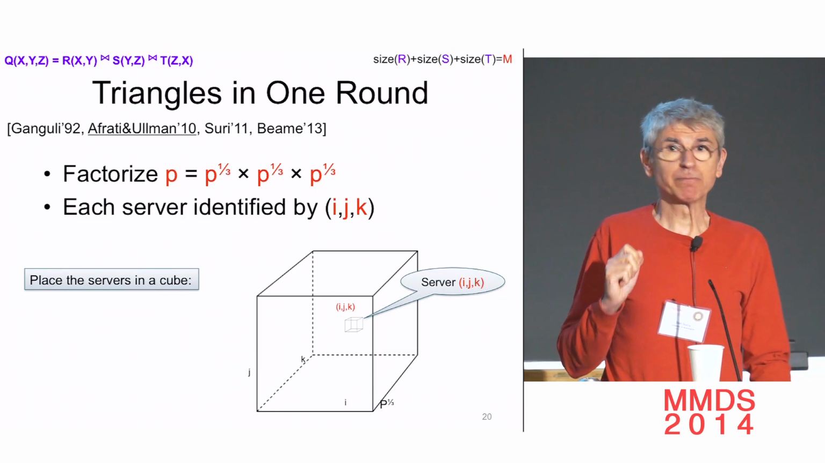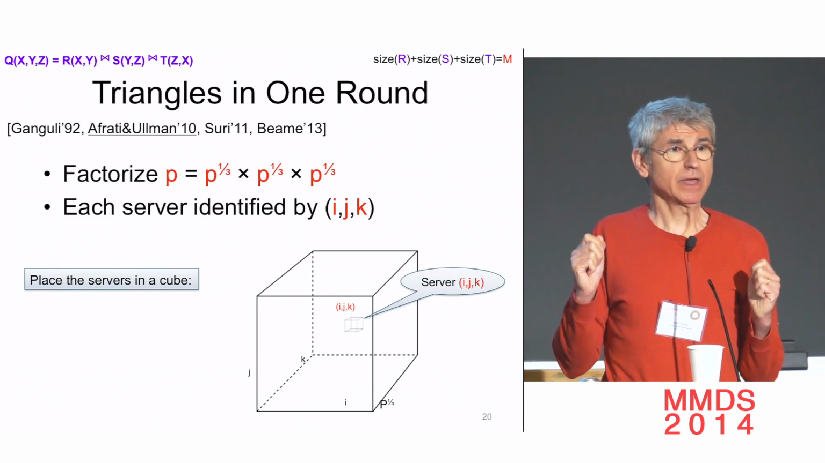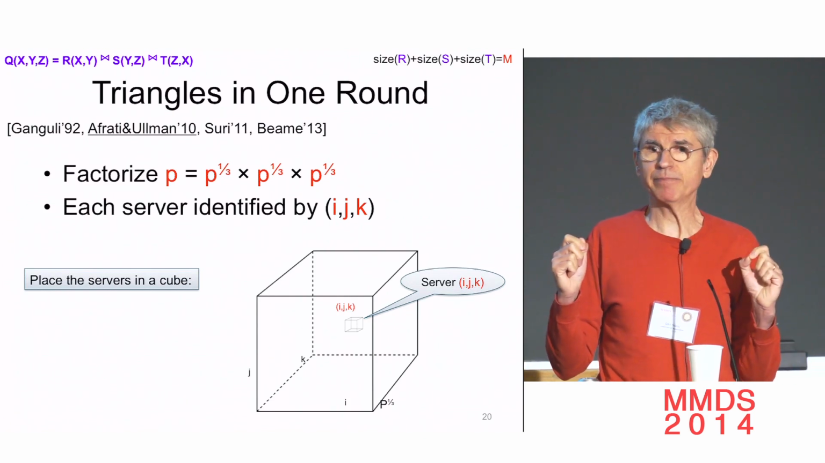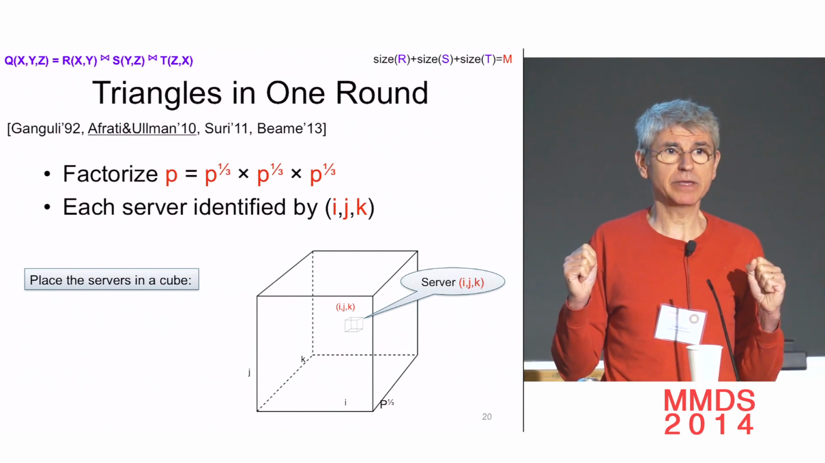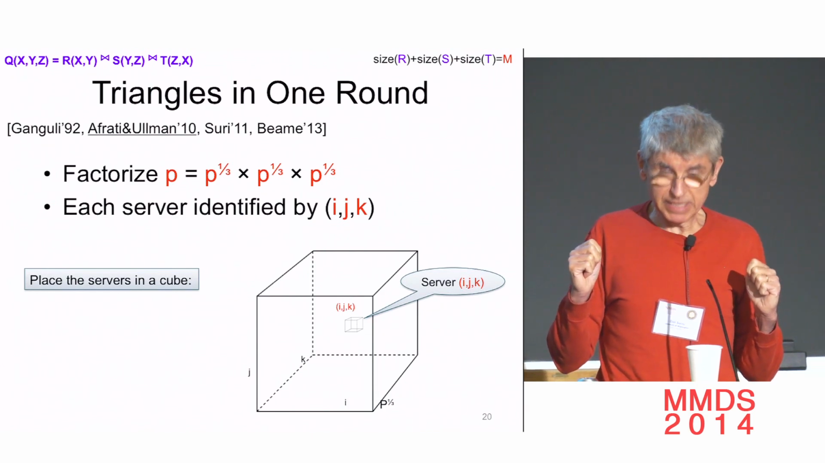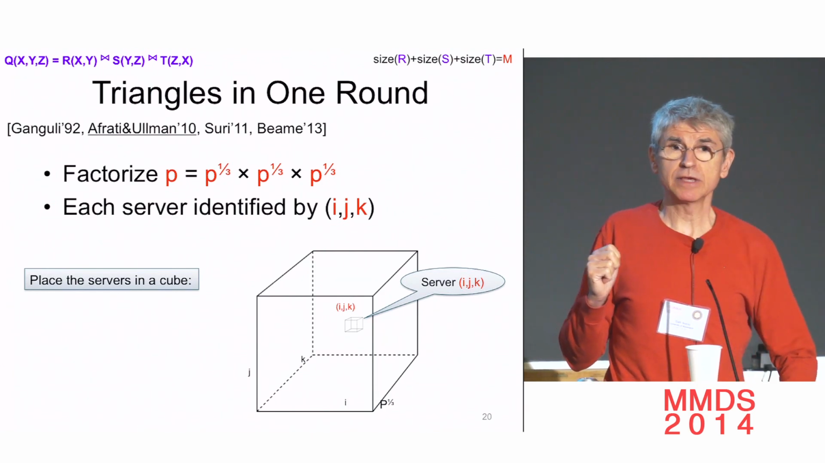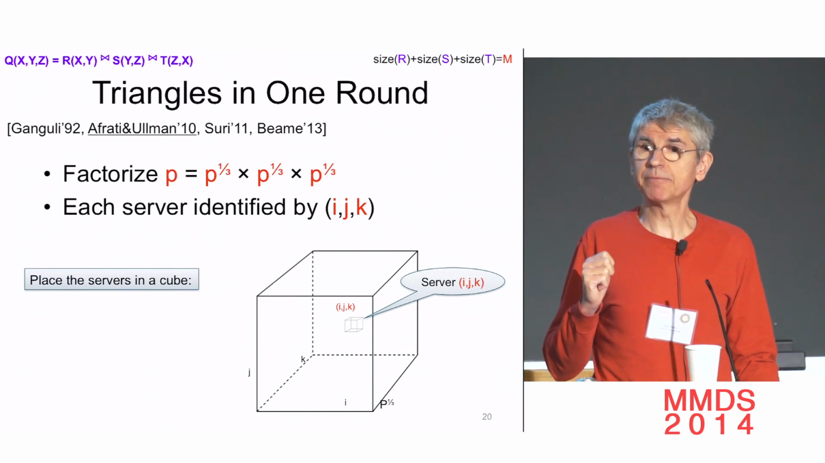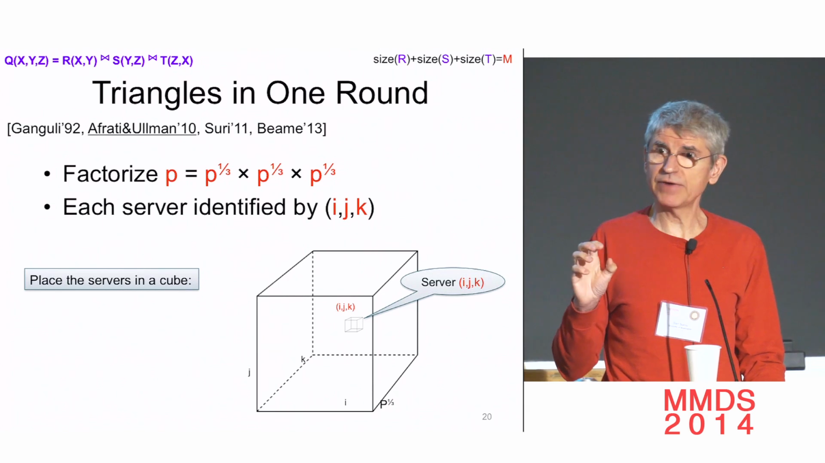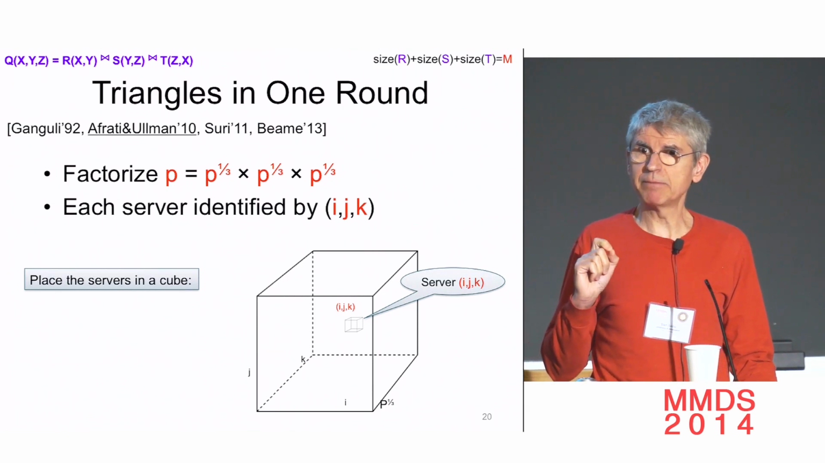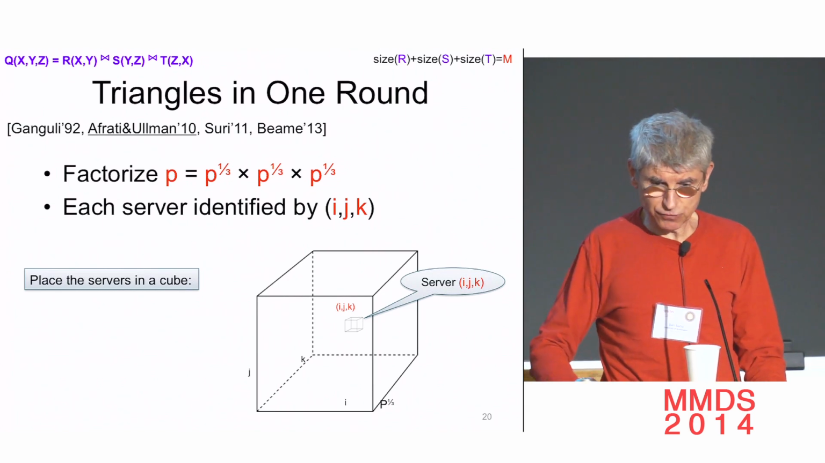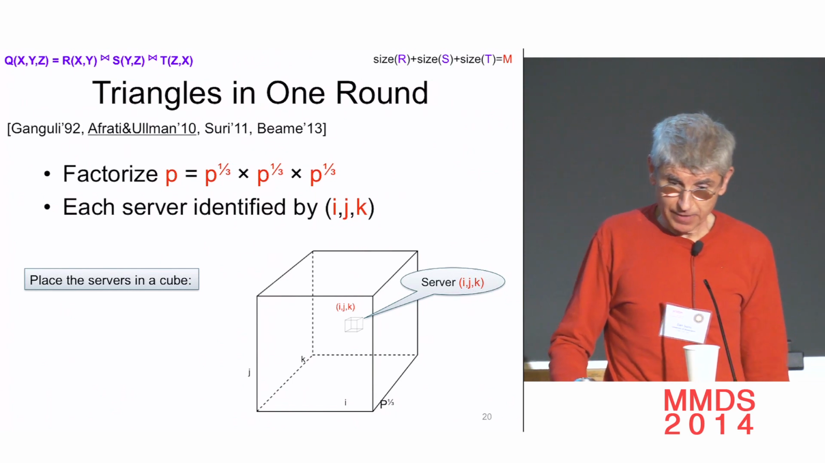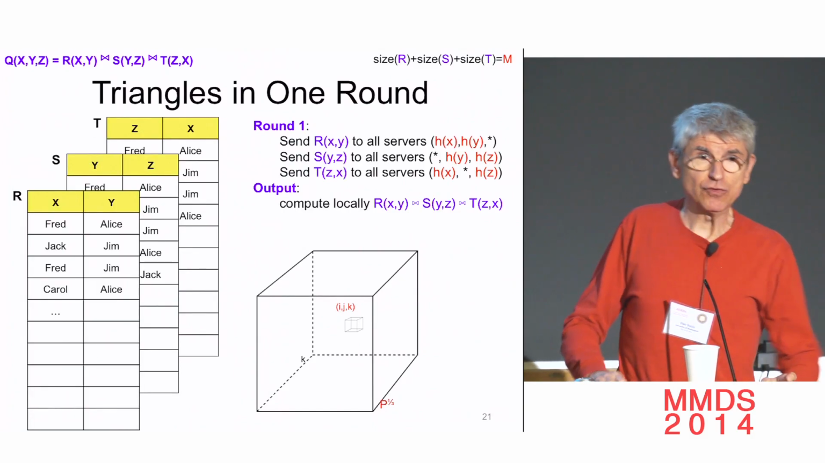Here is the algorithm. Take your P servers and take the number P and write it as a product of three numbers, P to the 1/3 each of them. That means that you are organizing your P servers in a cube of size P to the 1/3. So every server now is identified by three numbers, i, j, k, between 1 and P to the 1/3. Okay. So now here is what we do in a single round.